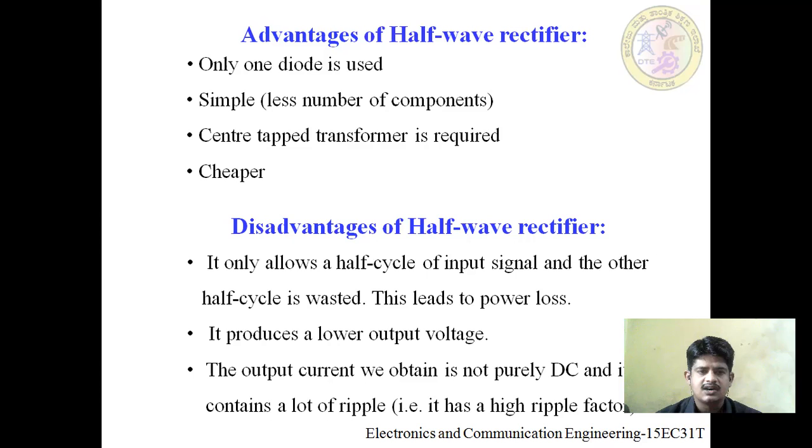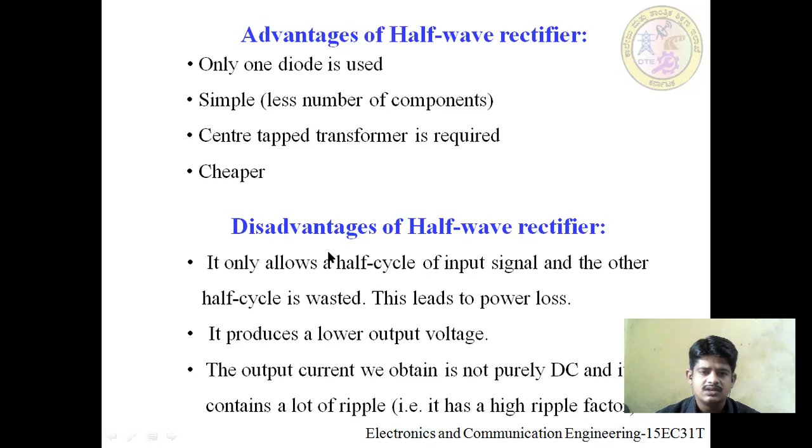Then the circuit is simple, and a center tap transformer is not required. So here we will not be using the center tap transformer. In full wave we will be using the center tap transformer. So it is cheaper. So these are some advantages of a half wave rectifier.